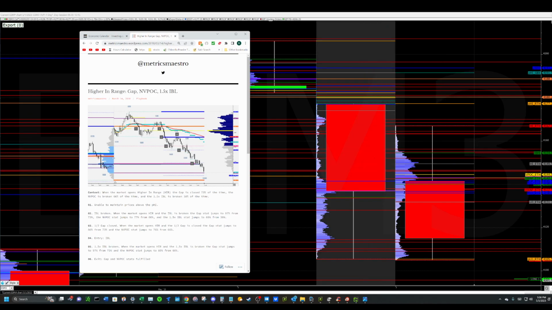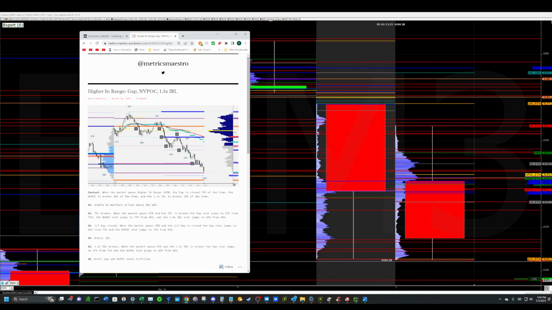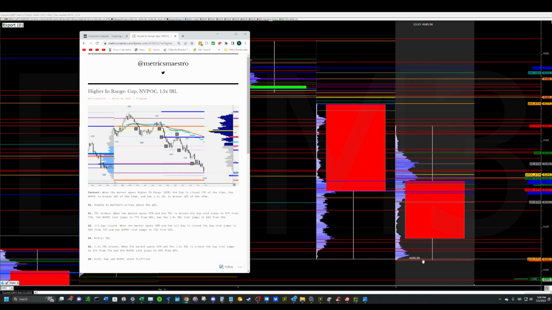Did it hit any of yesterday's? Well, it didn't hit yesterday's RTH high. That was 4177. It hit yesterday's low. It went past yesterday's low.